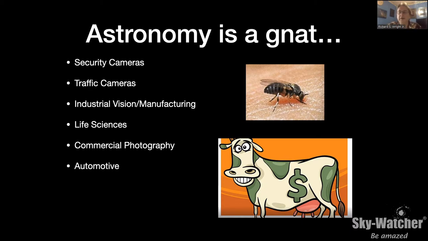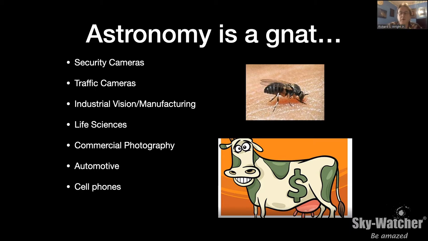A modern automobile, I did not believe this when I read it. A modern brand new car has probably 20 or more image sensors in it, looking at stuff. Like what could it possibly be looking at? But they do a lot of things optically with those things. And so, by itself, we've already dwarfed the astronomy market to virtual insignificance in the eyes of these corporations that are making these sensors and that are investing billions and billions of dollars into plants to make these sensors.